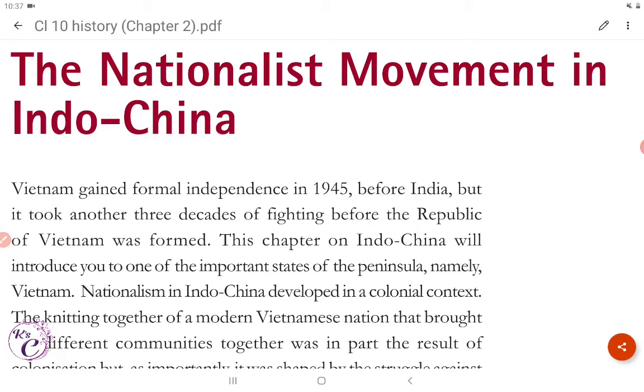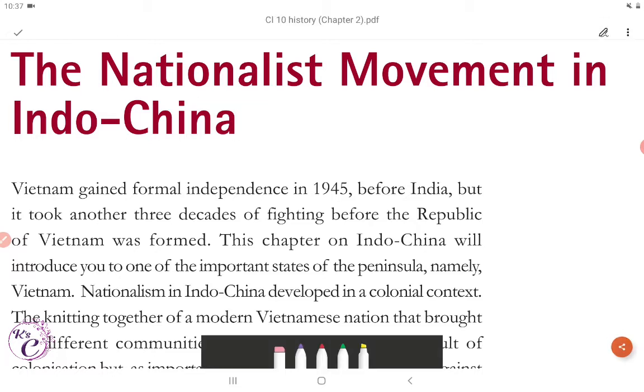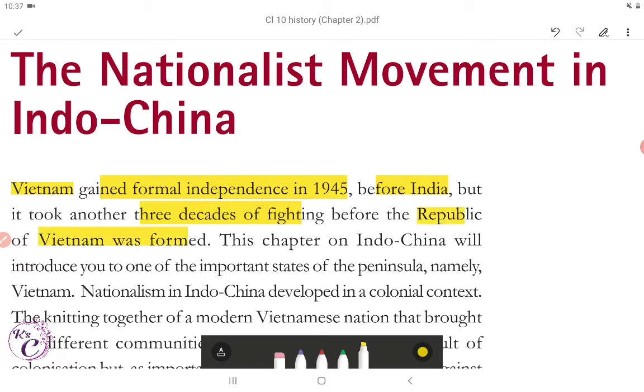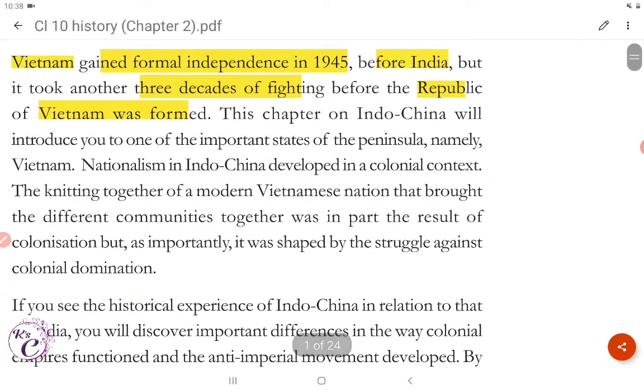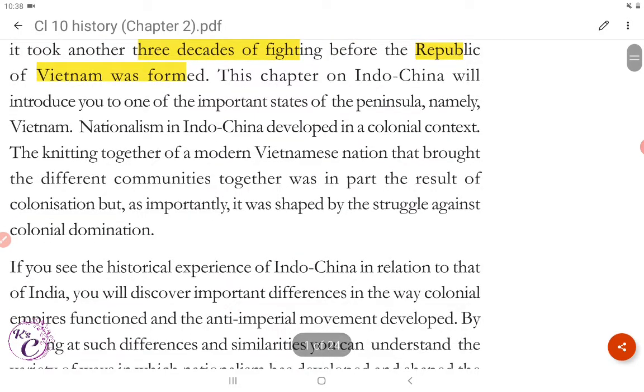Vietnam gained formal independence in 1945, before India. India got independence in 1947. But it took another 3 decades of fighting before the Republic of Vietnam was formed. So, this chapter on Indochina will introduce you to one of the important states of the peninsula, namely Vietnam.